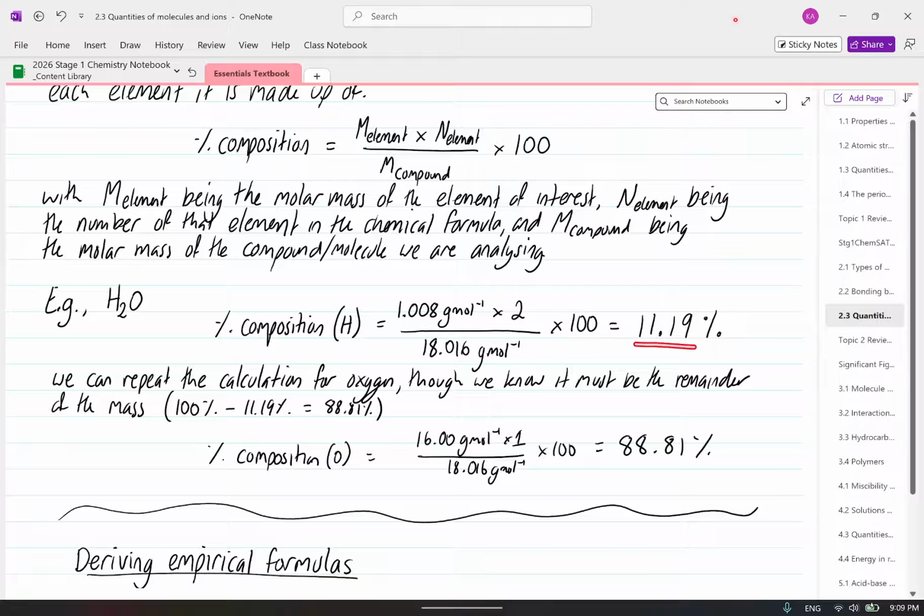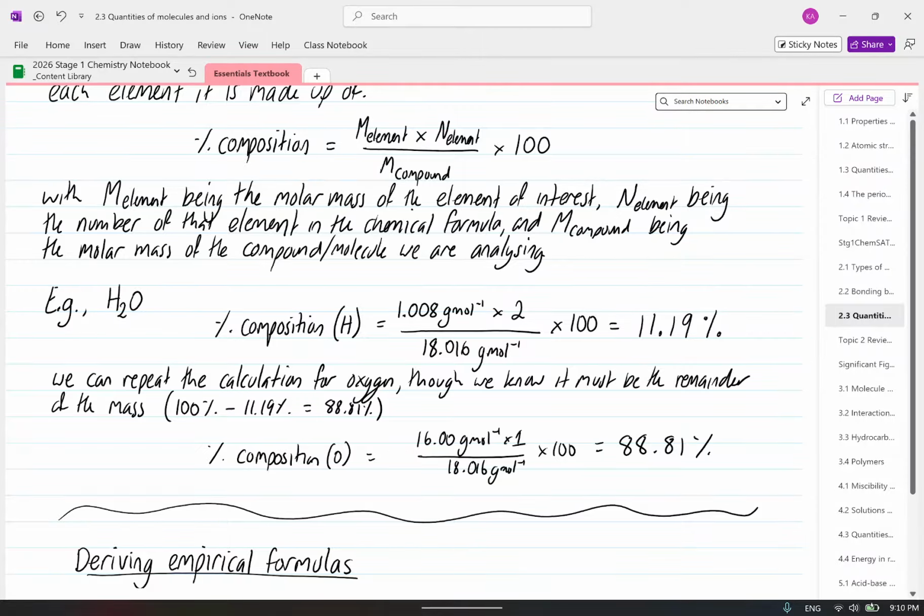Now, I have a final value of 11.19%, and I have made sure to have 4 significant figures because our molar masses have 4 for both of our values that are being divided. This value, this 2, only has 1 significant figure, but it is an integer. It's just a multiple, so that doesn't count. Significant figures only count for things that have been measured to some sort of accuracy. If we're just multiplying by 2, a whole number, then that doesn't count. So we have 11.19%, and that is from the hydrogens.